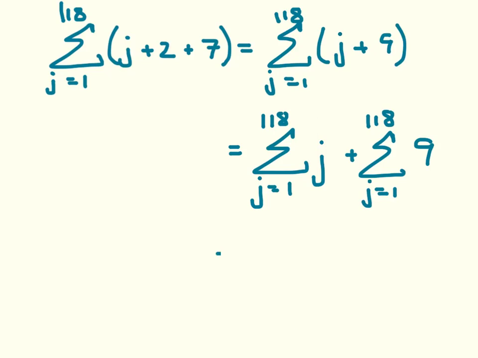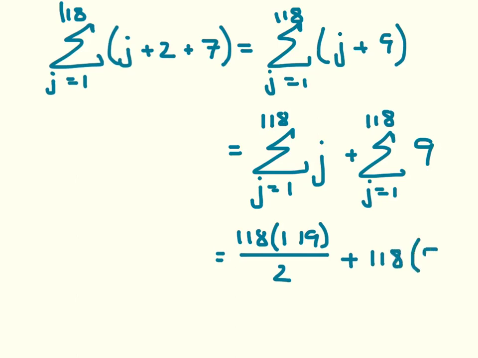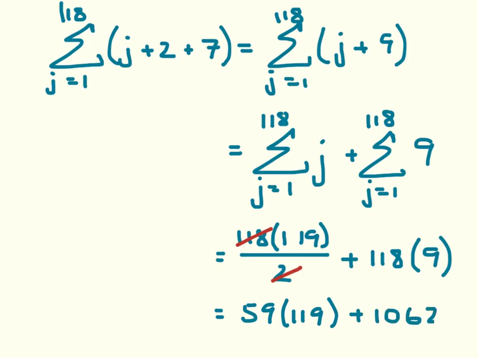For the first sum, our n value is 118, so we get 118 times 119 all divided by 2. For our second sum, we're just adding 9 to itself 118 times, which is the same as 118 times 9. Simplifying a little bit, we can divide 118 by 2 to get 59 times 119. 118 times 9 is 1062. So with just a little bit of arithmetic, we get our final answer.